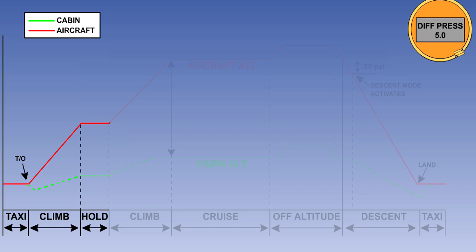If the aircraft is required to level off during the climb, then the pressurization controller will sense this and level off the cabin. When the aircraft begins to climb again, the controller will once more position the outflow valves to control the rate of change of cabin altitude, in proportion to the rate of climb of the aircraft. The cabin rate of climb will again normally be between 300 and 500 feet per minute.